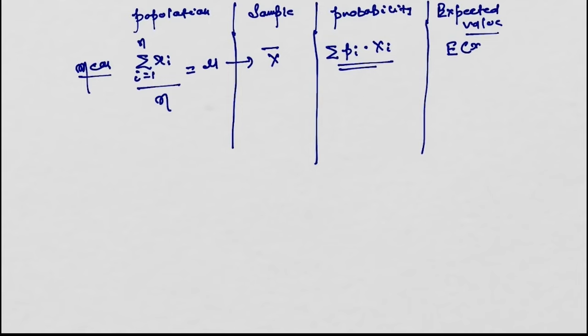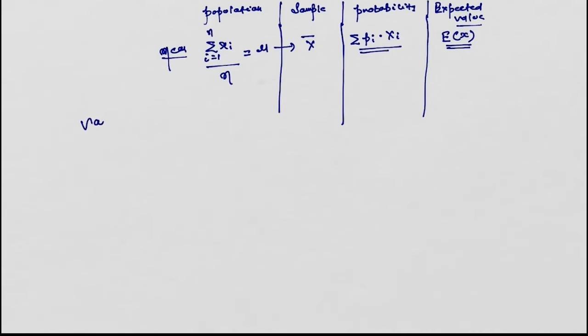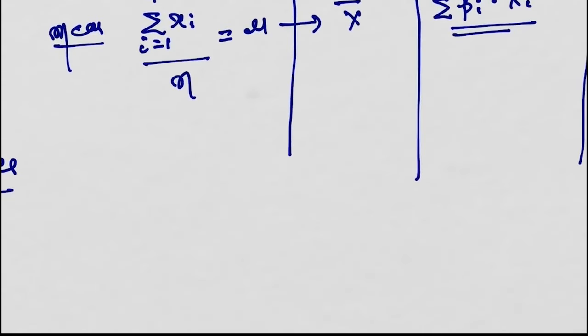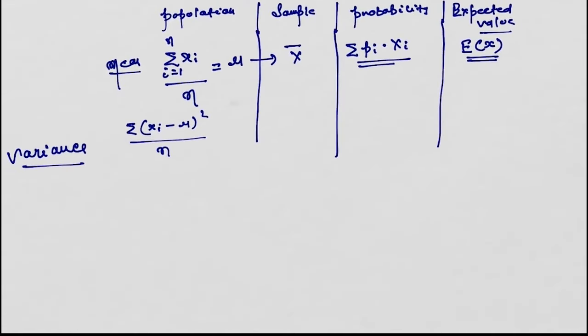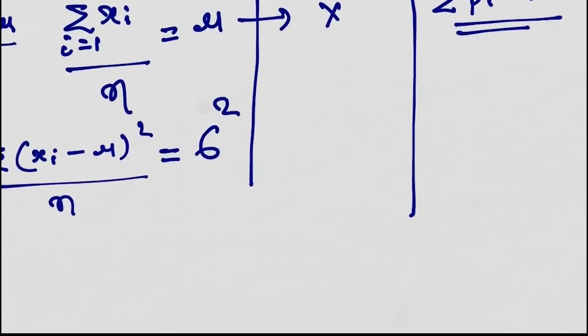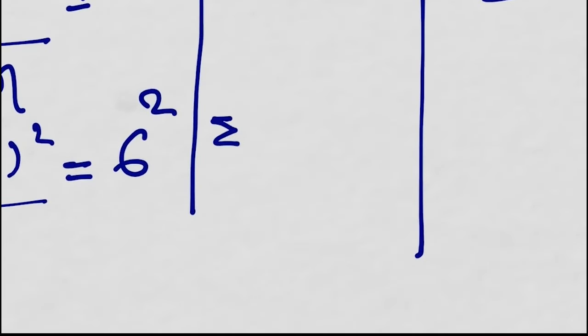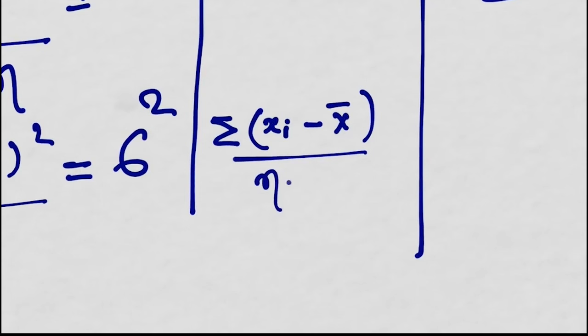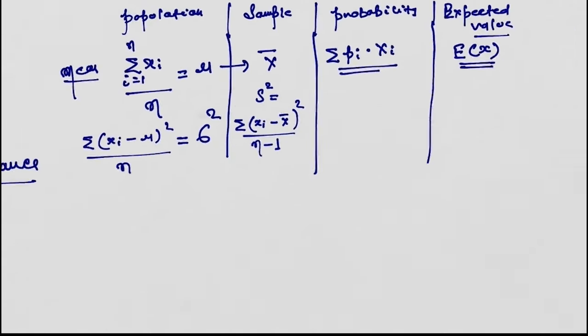Okay, if I write the formula for variance, the variance formula for the population is the summation of xi minus mu whole square upon n, and the denotation is sigma square, not sigma. Sigma is for standard deviation. For the sample, only this formula changes. Instead of mu I write x bar, and in the denominator it would be n minus 1, and the denotation is s square.